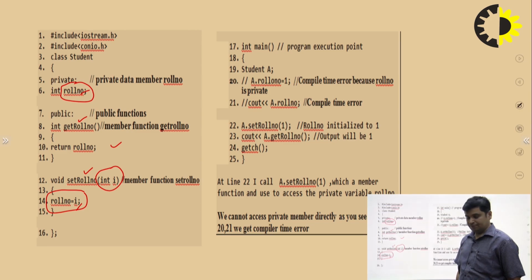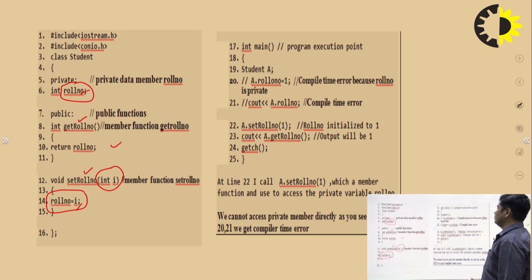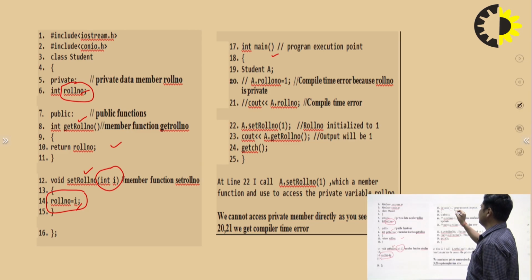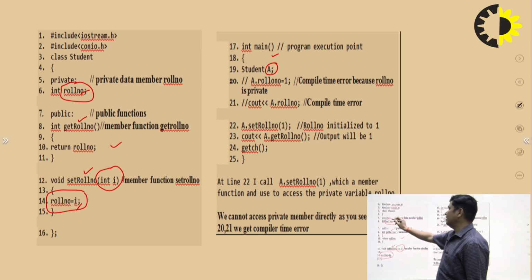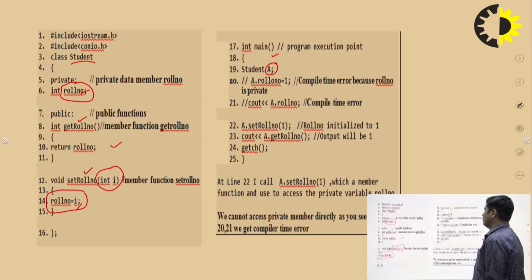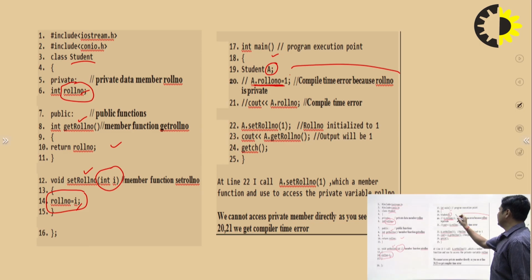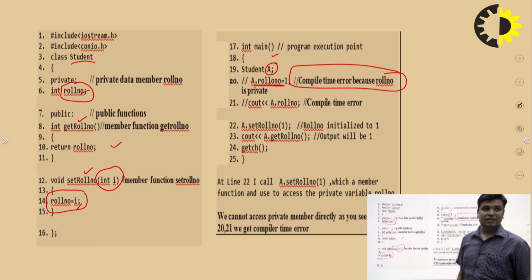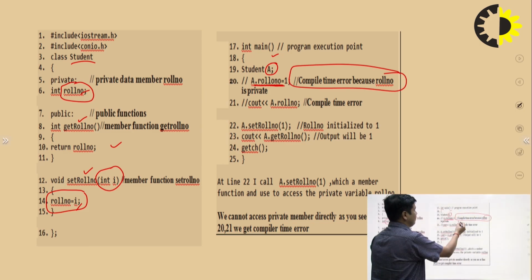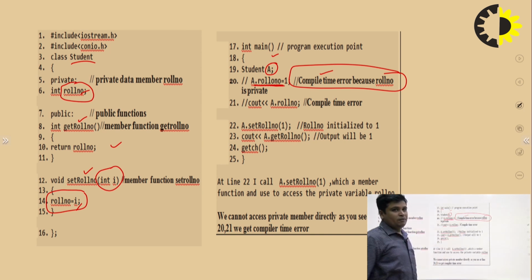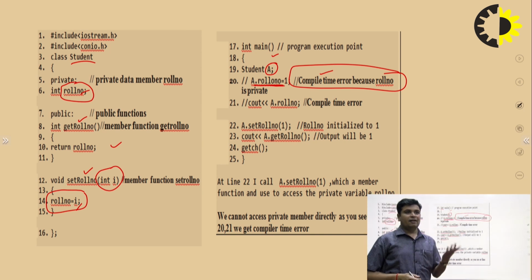Okay. Now our code starts from this main function. Now this is the object of the student class which I have declared inside this part. Now I am going to assign a dot roll number. I am accessing this private variable directly. Immediately I will get a compilation time error. You will see here inside this. Immediately I will get a compilation time error. So this way we cannot access the private variable directly.